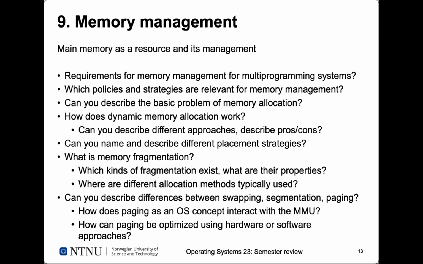You should be able to define both and discuss their properties, and also discuss where different allocation methods are typically used. And finally, you should also be able to describe differences between swapping, segmentation, paging. You should be able to explain how paging as an operating system concept interacts with the MMU, with the TLB, with the page tables that sit somewhere in memory, and also how you can optimize this using hardware or software approaches like a TLB, as I mentioned, for example.